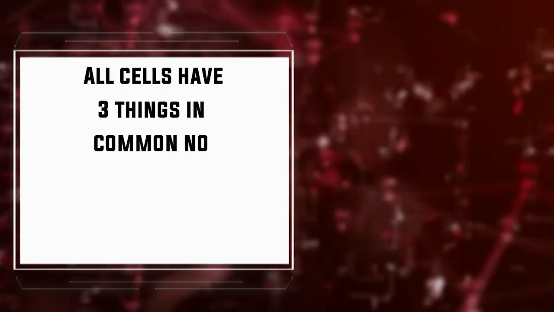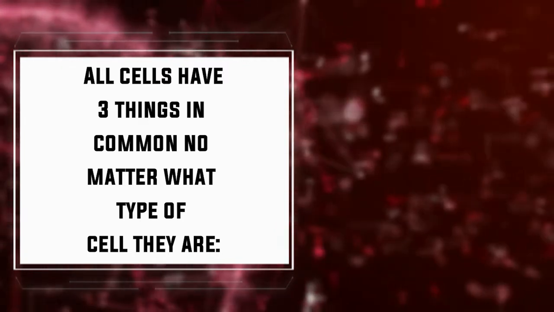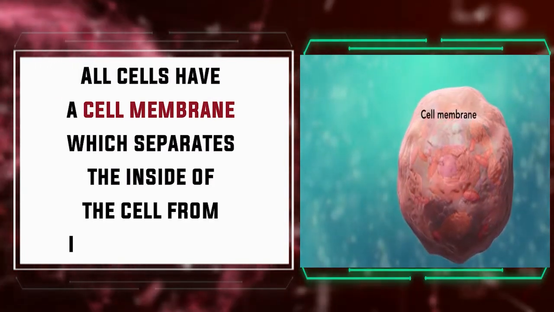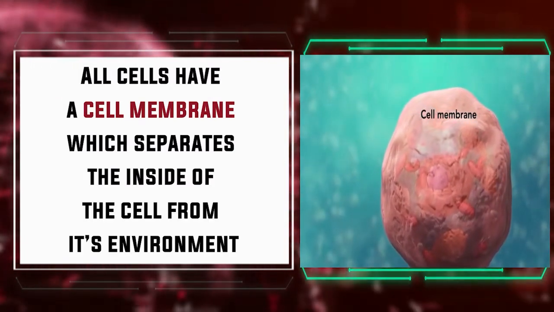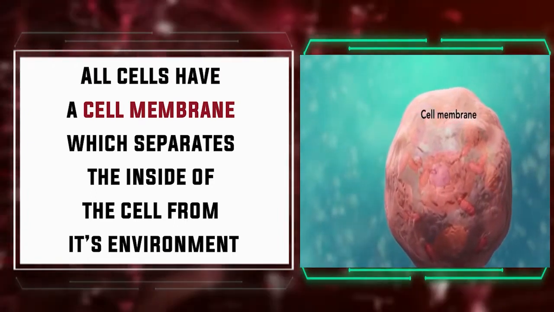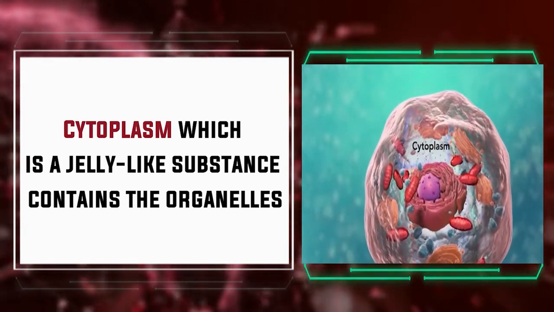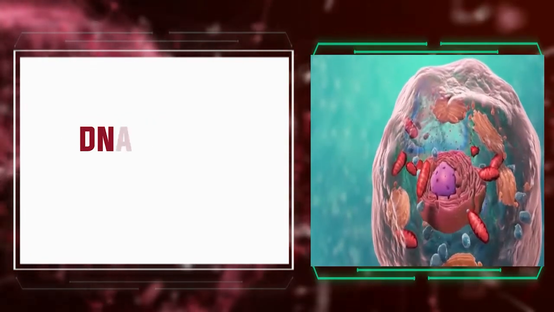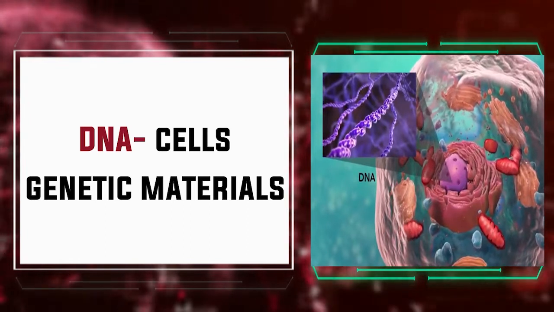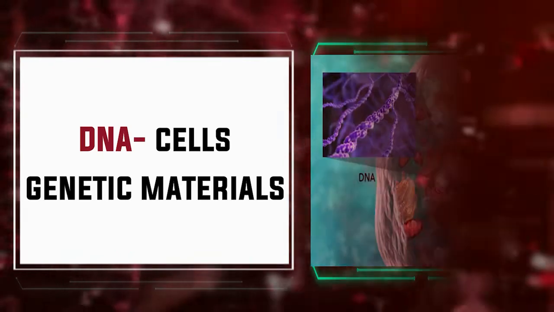Do you know that all cells have three things in common, no matter what type of cell they are? Meaning, all cells have a cell membrane, which separates the inside of the cell from its environment. All types of cells have cytoplasm, which is a jelly-like substance that contains the organelles. And lastly, all cells have their own DNA, which is their genetic material.